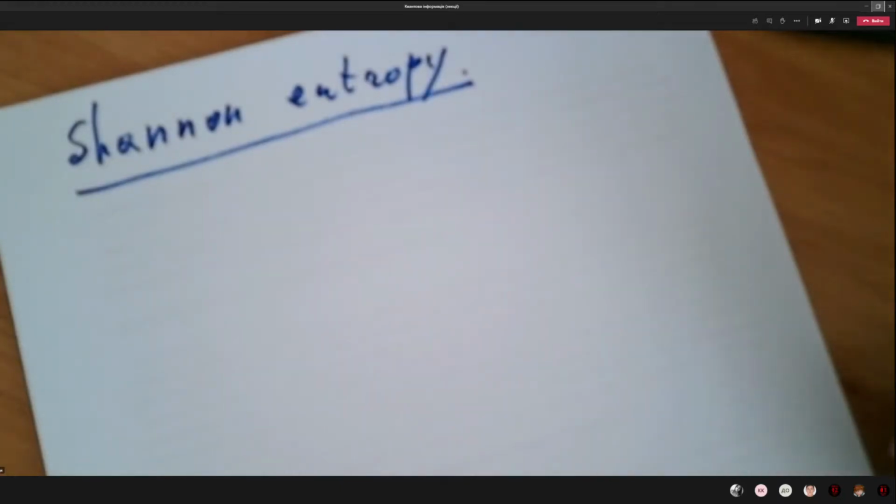Classical information theory, and we introduce the formula which is called Shannon entropy. In order to get this formula, we can get it in two different ways. First of all, we can consider just some messages and try to understand how much information a received message contains.